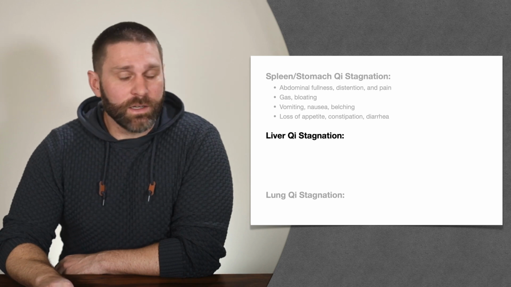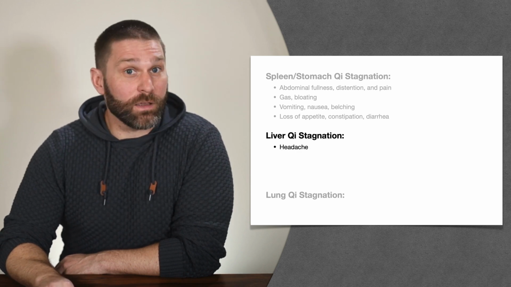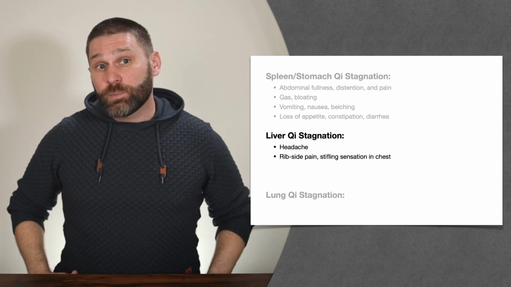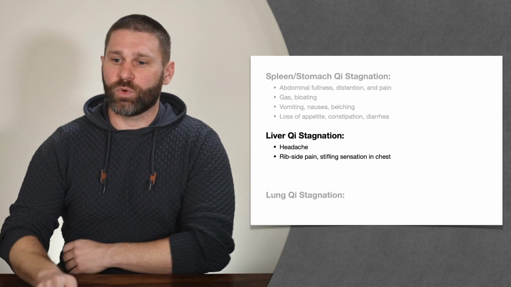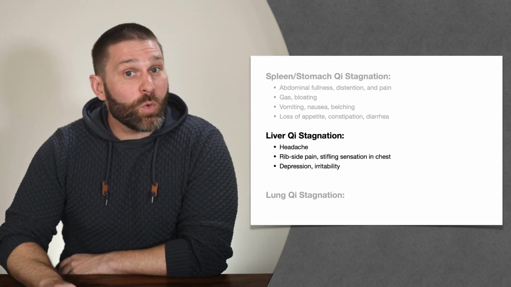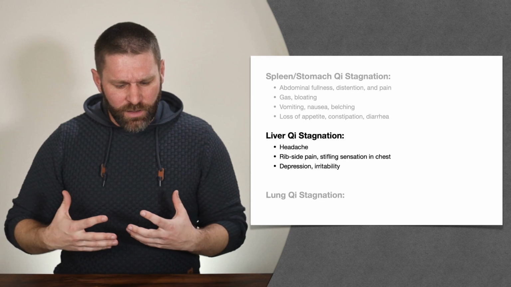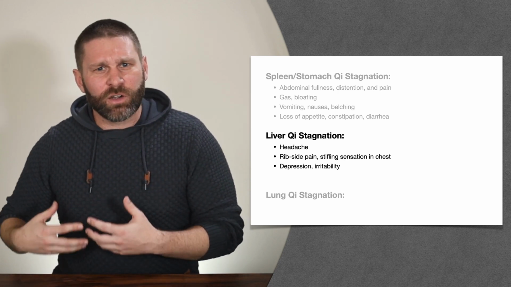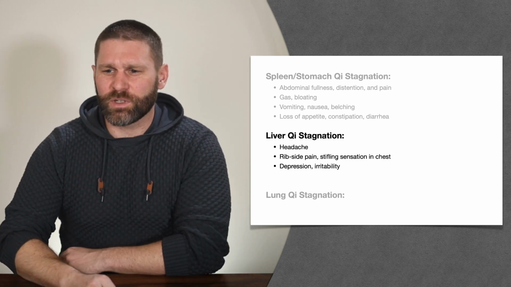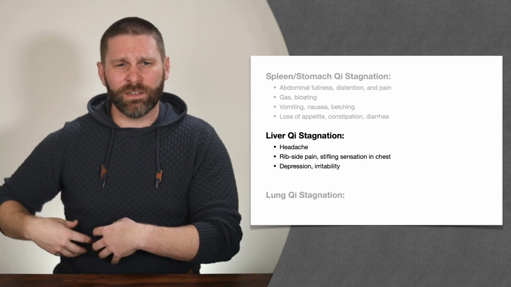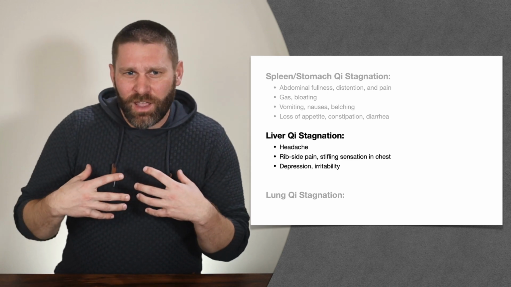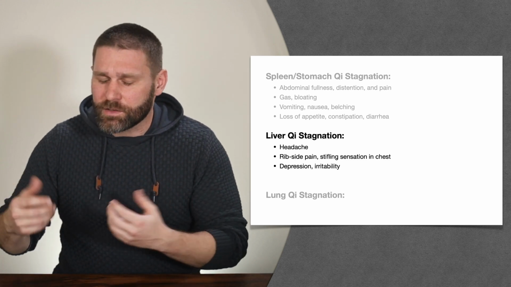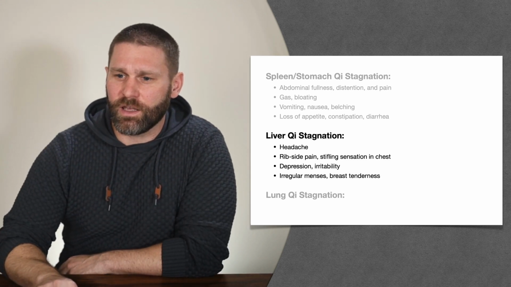When we talk about regulating liver qi, for liver qi stagnation, we can see things like headache, rib side pain, or a stifling sensation in the chest, because the liver channel goes to the chest and rib sides. We can have depression or irritability. The liver is about anger, so you can think about anger, irritability, or depressed emotions. This can go both ways: if the liver qi is stagnant, you can have emotional issues, but also emotional issues can cause liver qi stagnation. It's kind of a chicken and egg thing.